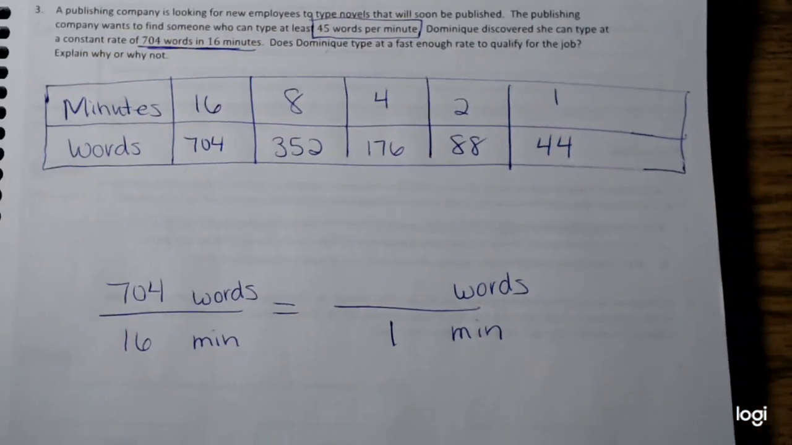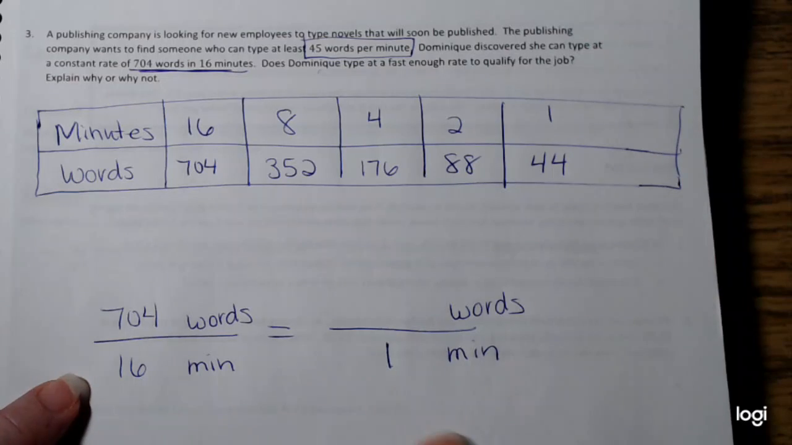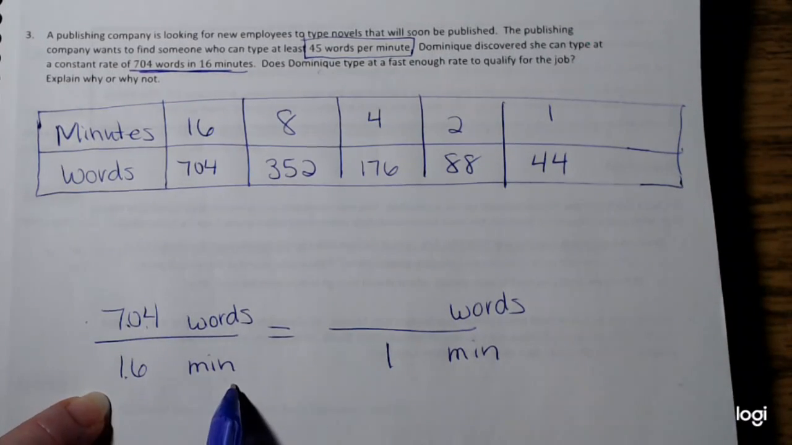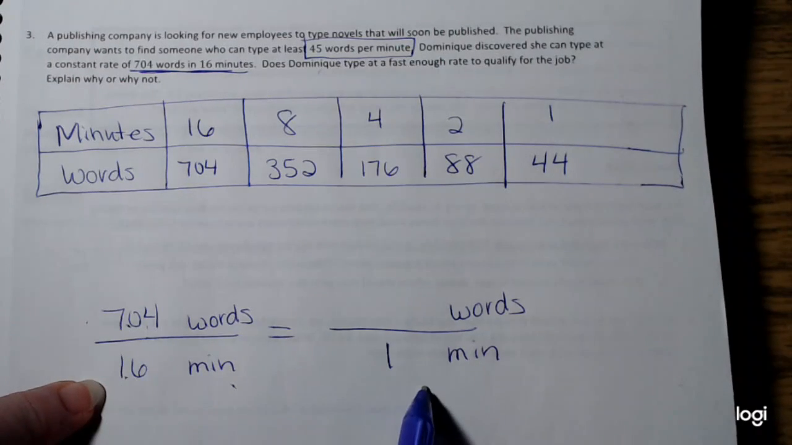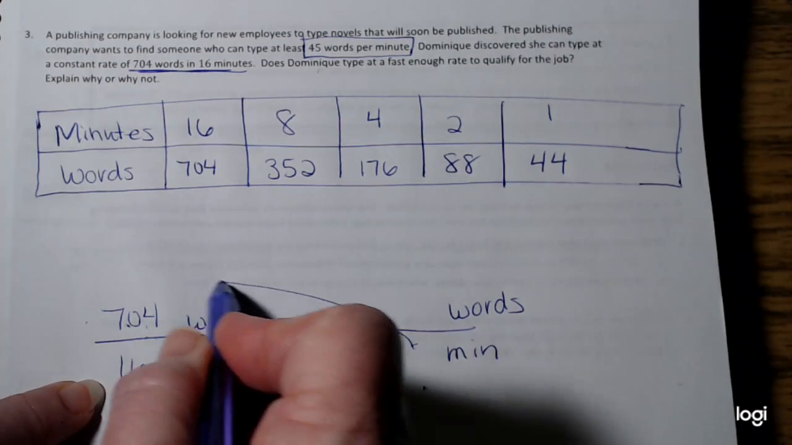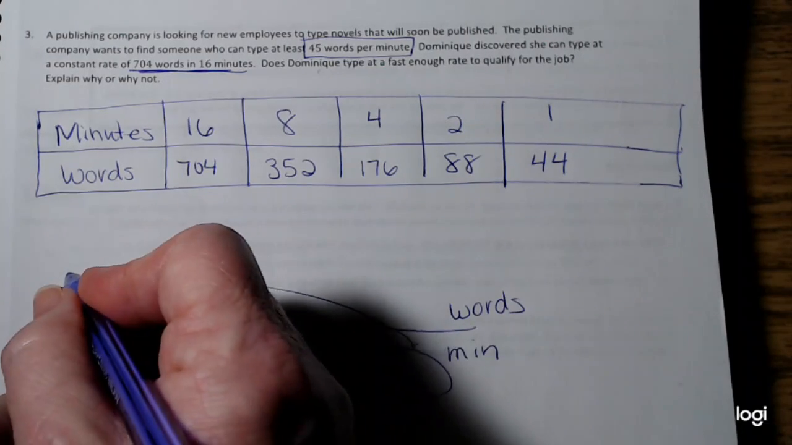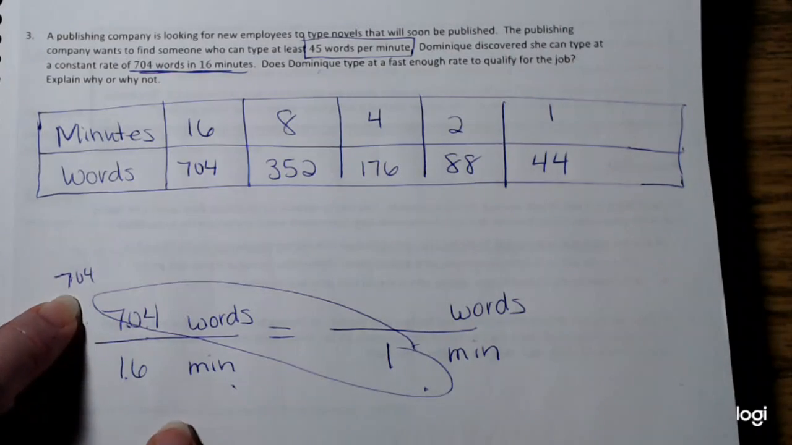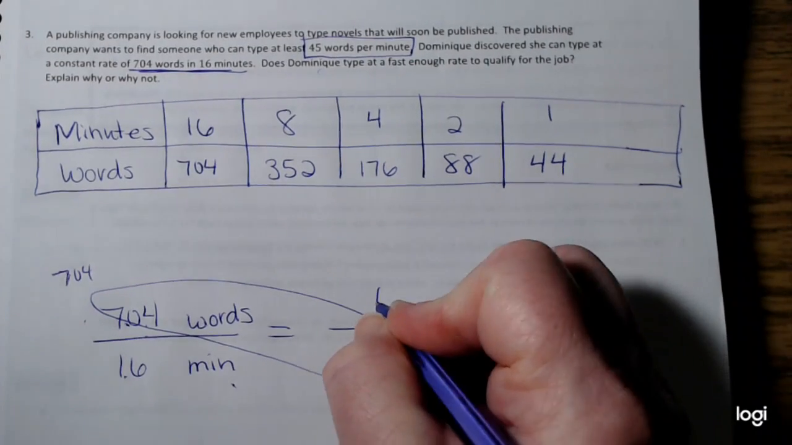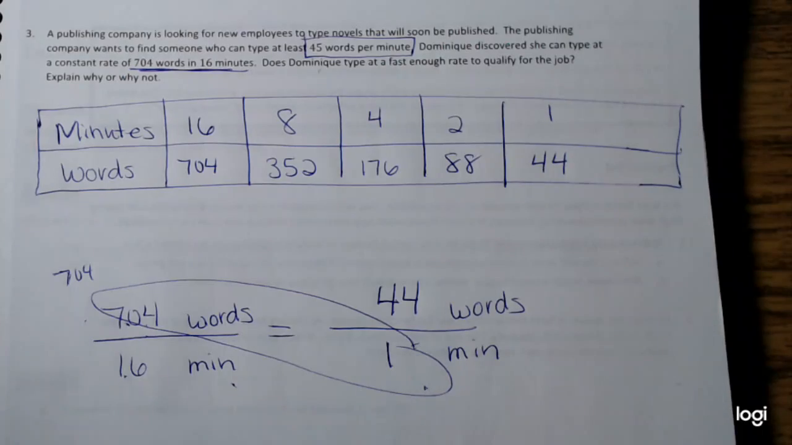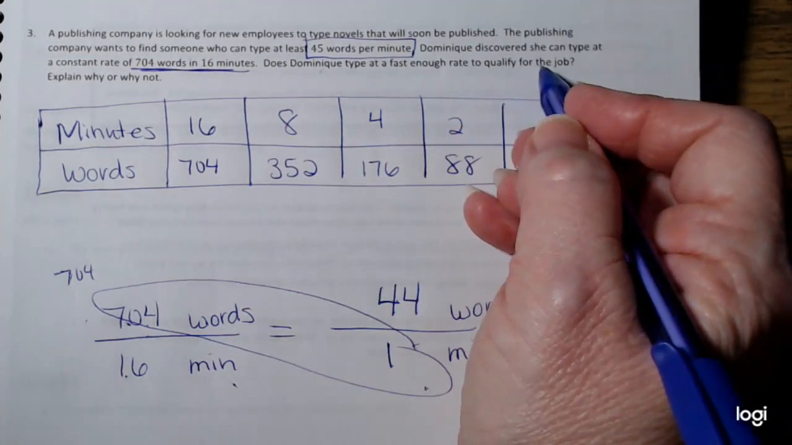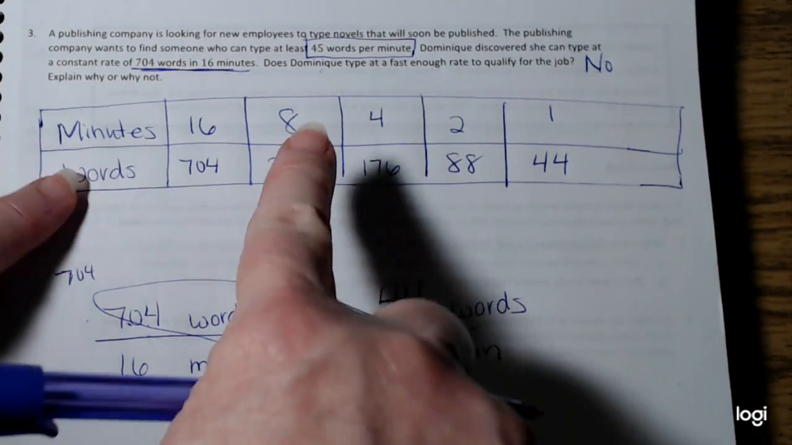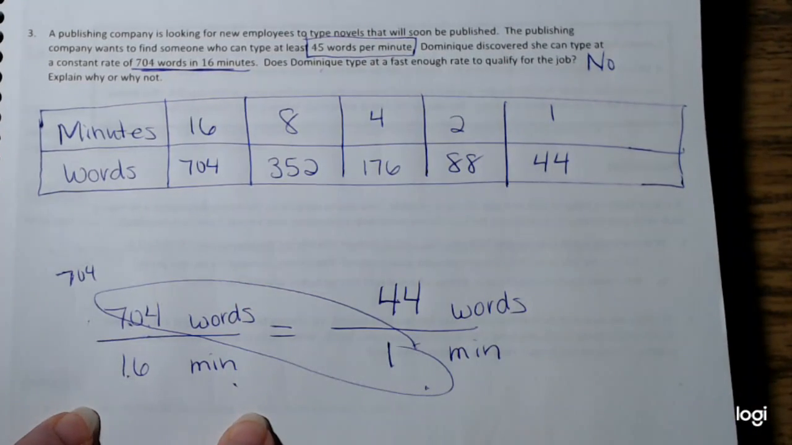A second way I thought I could also solve this problem is I could do a proportion. And I could say 704 words per 16 minutes, right? But I want to know how many words she can do in 1 minute. And so if you remember, in a proportion, we cross multiply. This would be 704, and then of course I take 704 and divide it by 16, and I would get the answer 44. So does Dominique type at a fast enough rate to qualify for the job? No, she did not. And I have a table or a proportion to prove it.